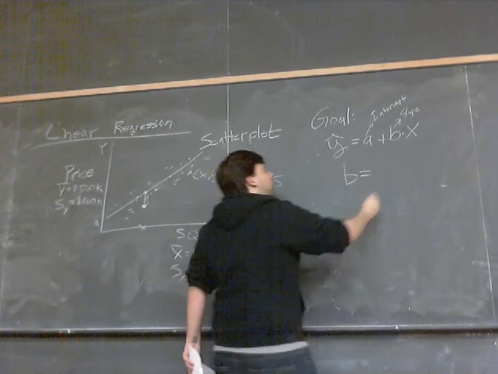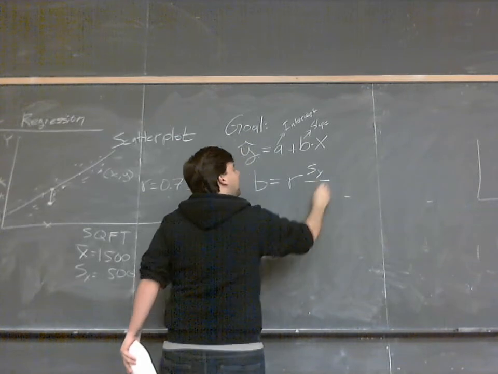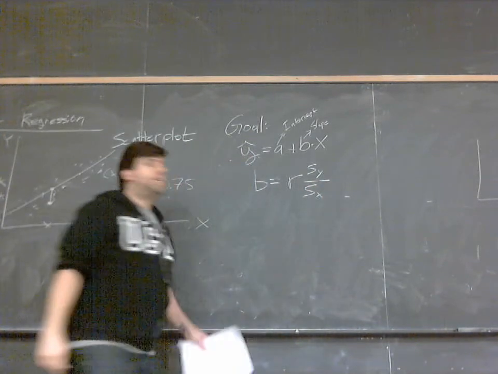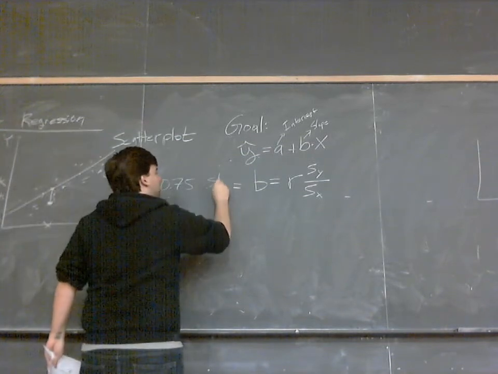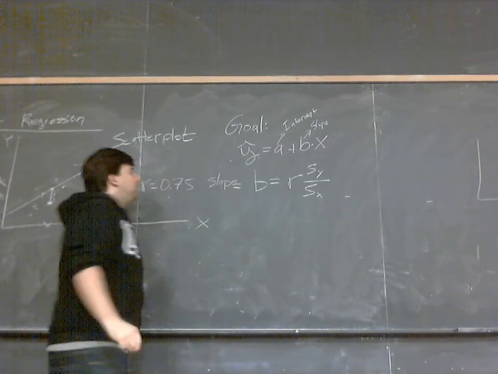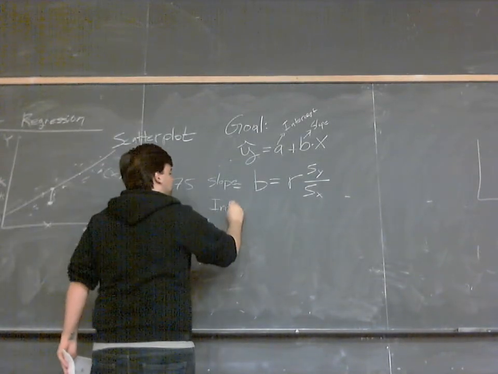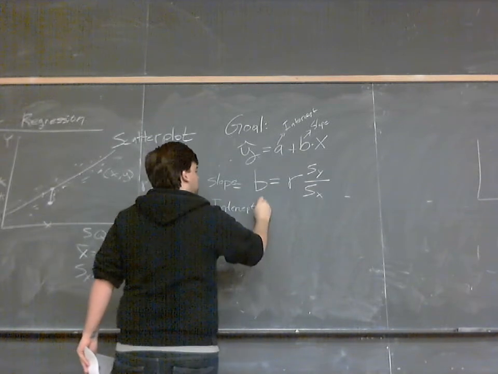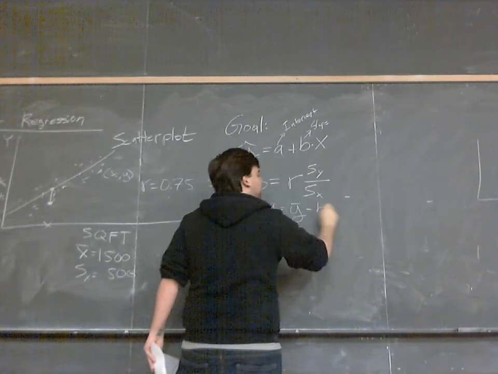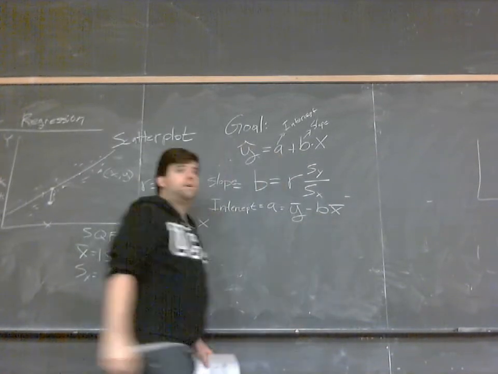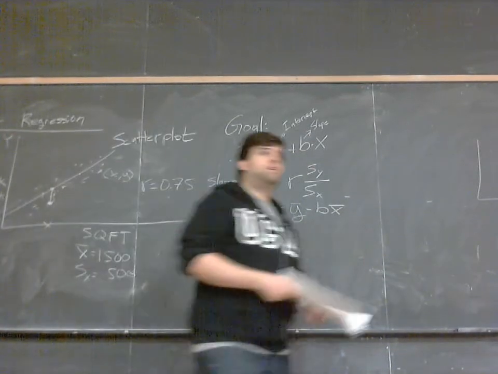Our formula for slope, b, is the correlation times the standard deviation of y, divided by the standard deviation of x. We always want to find the slope first. The intercept, a, is y bar minus b x bar. So the average y minus the slope you just computed times the average of x.